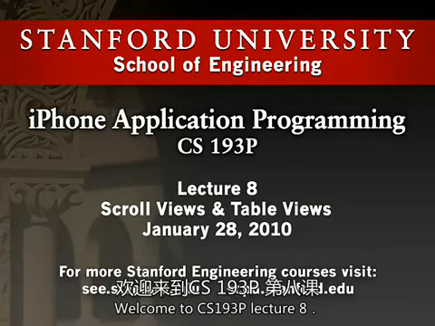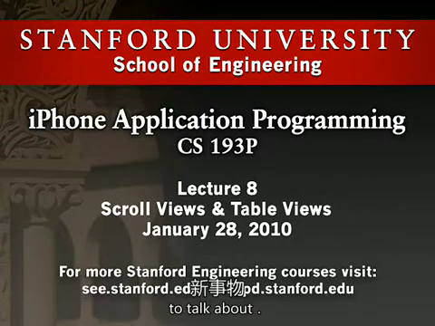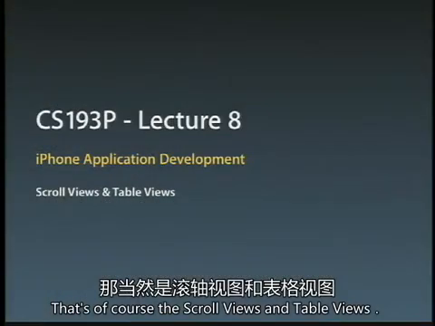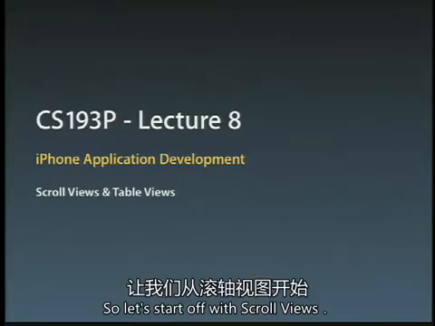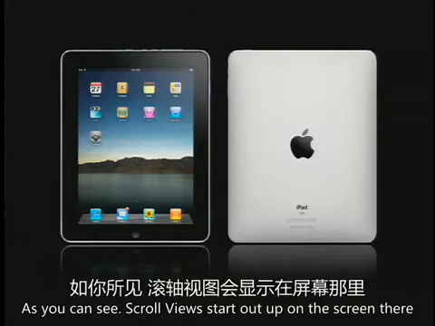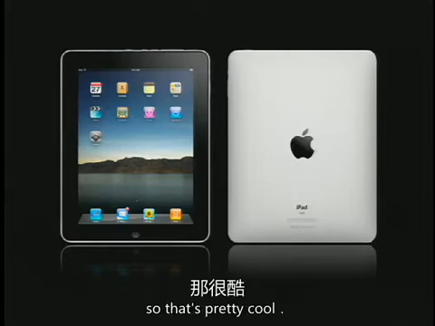All right, guys, welcome to CS 193P Lecture 8. Today we've got some really exciting new stuff to talk about. That's, of course, scroll views and table views. It's pretty sweet. I'm not sure if you've seen it, but they're pretty exciting. So let's start off with scroll views. We're going to talk about that for a little bit. As you can see, scroll views start out up on the screen there, and you can swipe between your icons with them. So that's pretty cool.